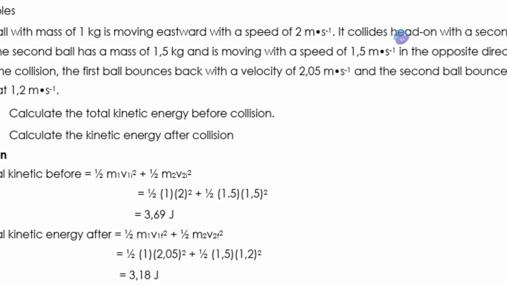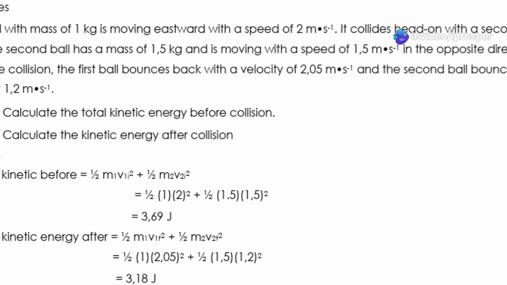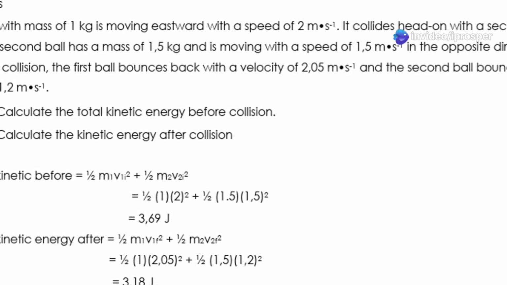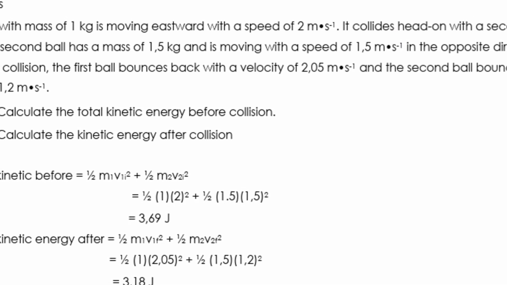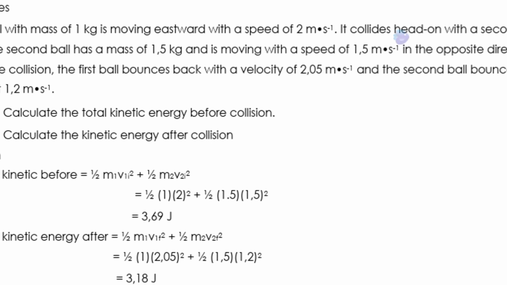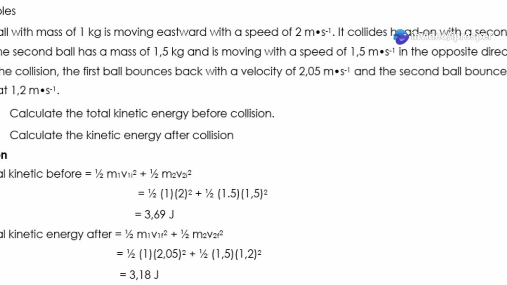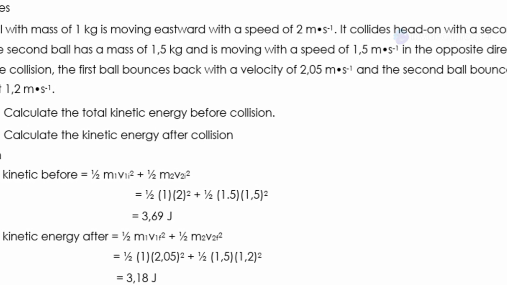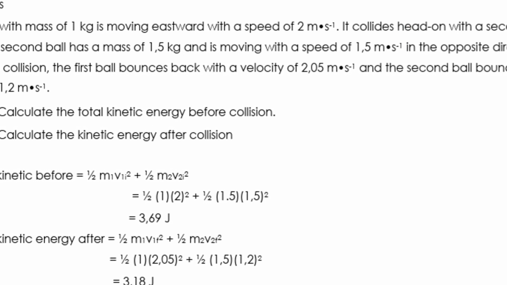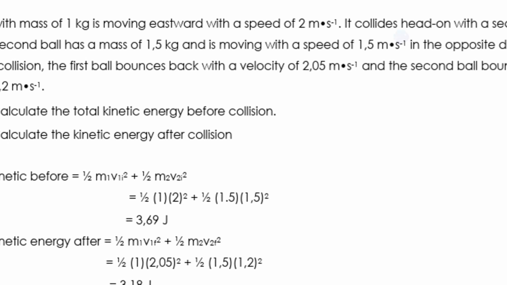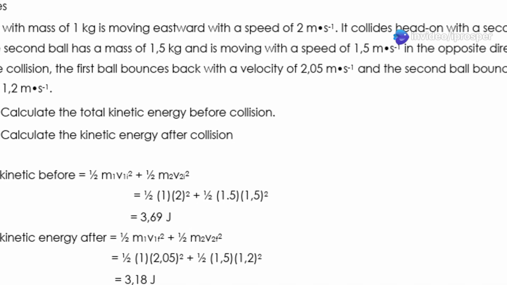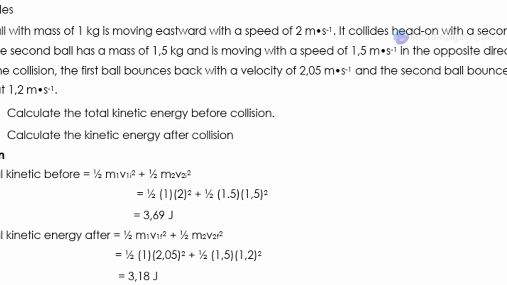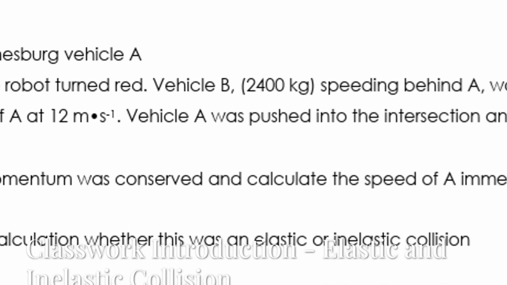For part A, the total kinetic energy before the collision is given by 1/2 times m1 times v1 initial squared plus 1/2 times m2 times v2 initial squared. This equals 1/2 times 1 times 2 squared plus 1/2 times 1.5 times 1.5 squared, which comes out to be 3.69 joules. For part B, the total kinetic energy after the collision is given by 1/2 times m1 times v1 final squared, plus 1/2 times m2 times v2 final squared. This equals 1/2 times 1 times 2.05 squared, plus 1/2 times 1.5 times 1.2 squared, which equals 3.18 joules.